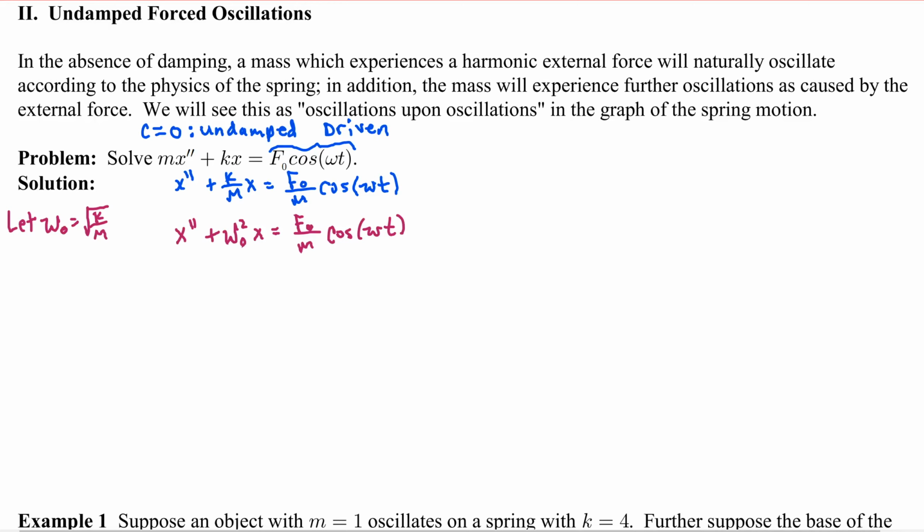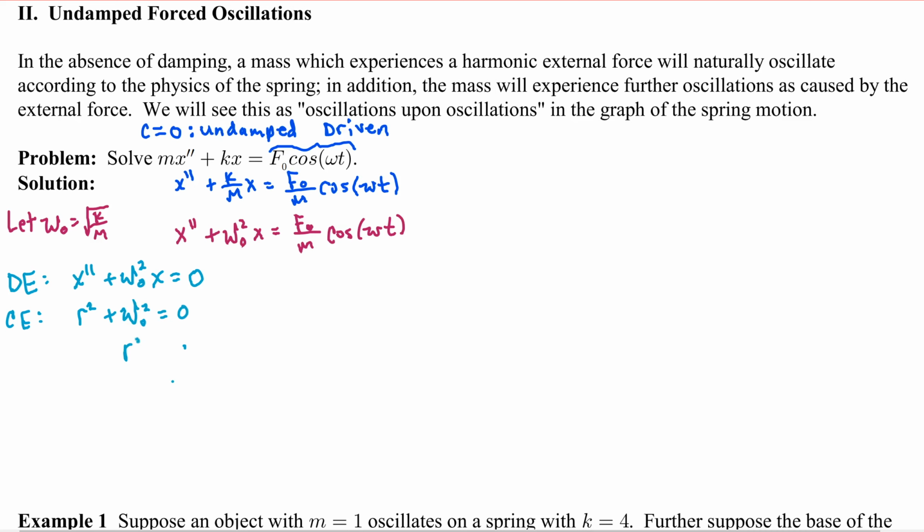Then we will find a particular term. So using the procedure that we have previously learned, let's look at our corresponding homogeneous differential equation. We're going to solve x double prime plus omega naught squared x equals 0. We do this by converting it to algebra, the characteristic equation. We have r squared plus omega naught squared equals 0.